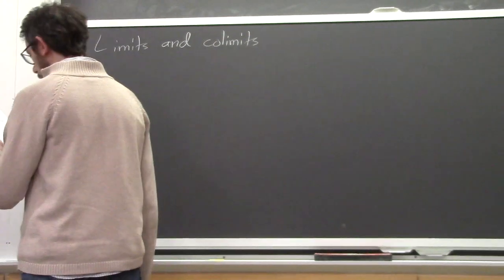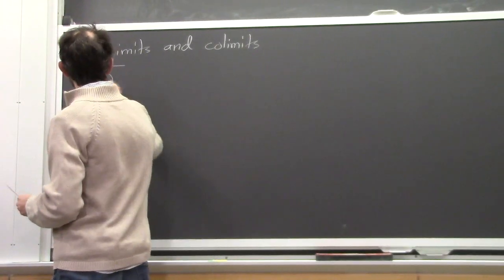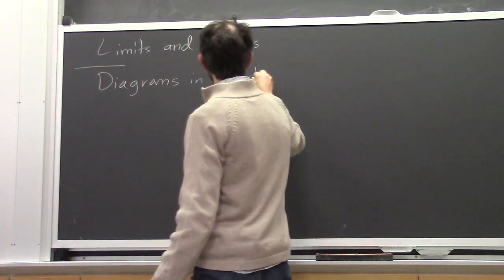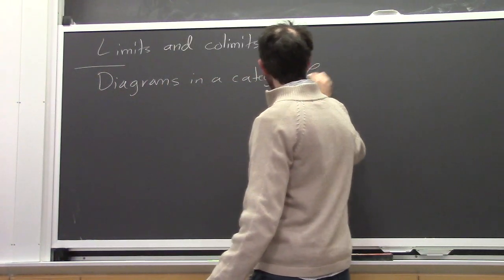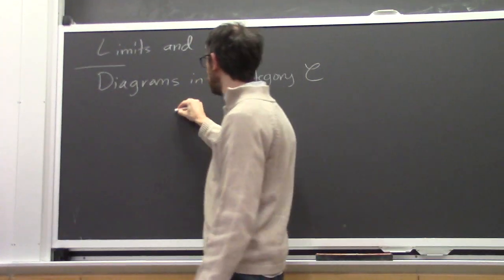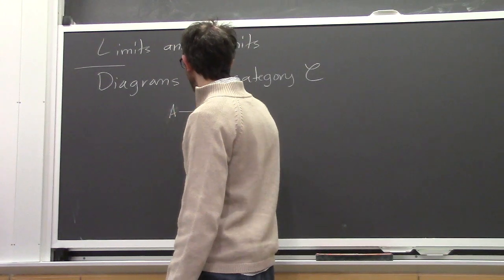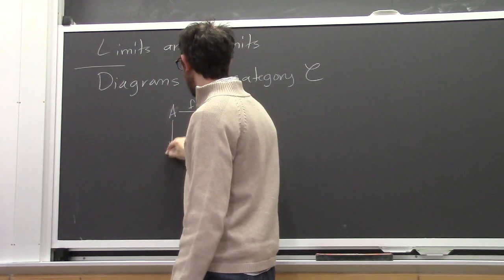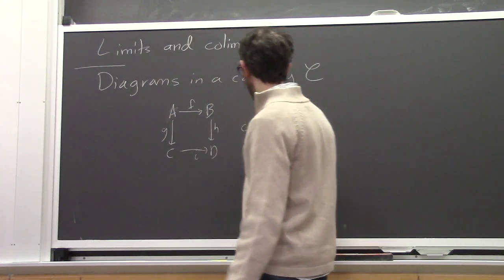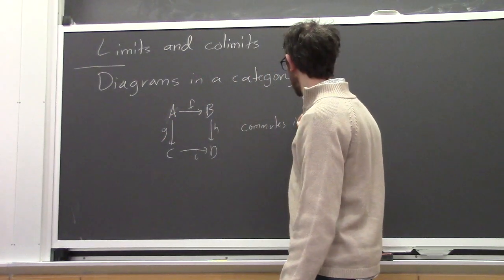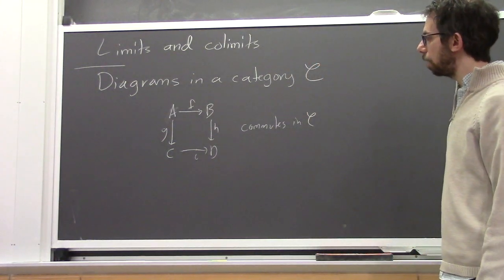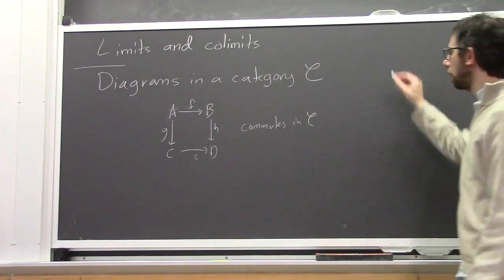So, diagrams in categories. You might have seen, in any class that uses category theory, commutative diagrams. Someone might say that they have a commutative diagram, A, B, C, D, and this commutes. So this is some diagram in C, and you say it commutes. But we can understand diagrams in terms of functors. And we've said this before, but I'll just say it again.